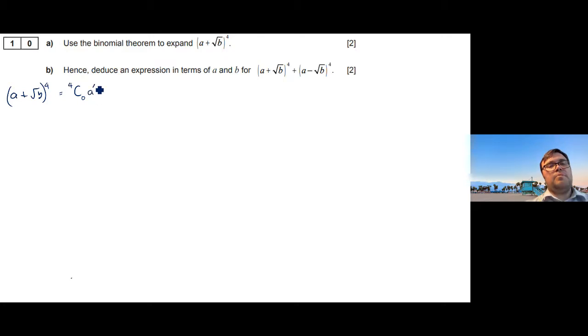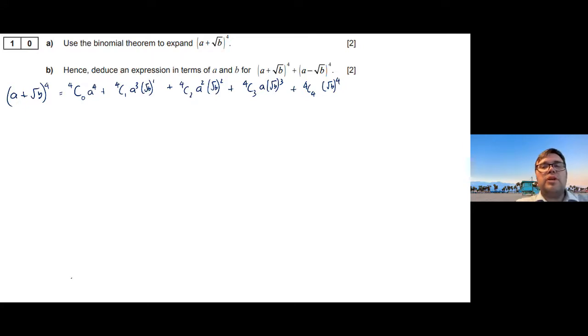So a plus root b to the power of 4 is 4C0 a to the power of 4 plus 4C1 a cubed square root of b to the power 1, plus 4C2 a squared square root of b squared, plus 4C3 a square root of b cubed, plus 4C4, and then it's just going to be square root of b to the power of 4.